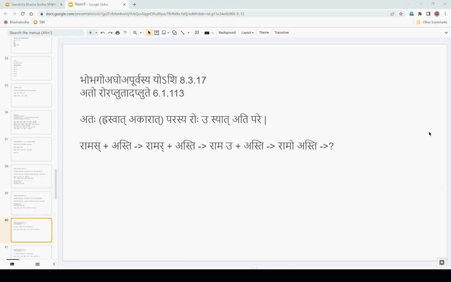6.1.113. Ato ro raplutad aplute. That is the main heading. Ata, aswat agarat parasya roho shat adipare. First we'll see the explanation. Wait, Mahodaya, we are not getting to explanation yet. Just read the sutram only. 6.1.113, that you already read. Great. Thank you. Okay. Meenakshi Bhagini, ato ro raplutad aplute. Dhanyawada.